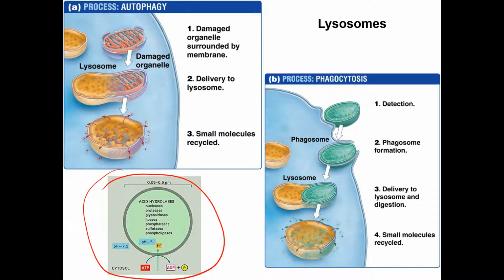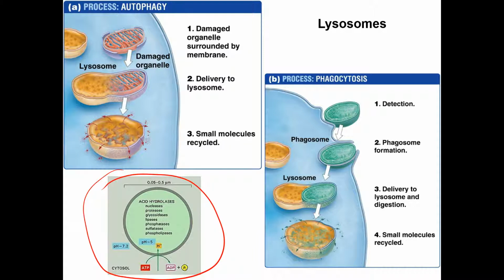Lysosomes are involved in two processes, one of which is autophagy. If you have an organelle that's getting old or it's damaged, here you have the mitochondria, for instance, the cell will basically recycle that organelle, the biological molecular components of it. That organelle will be wrapped around certain proteins that'll direct it to a lysosome.